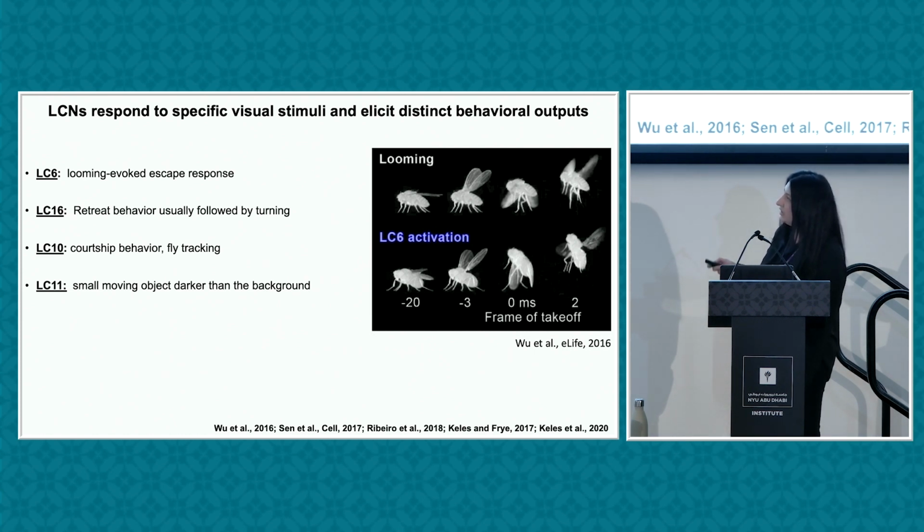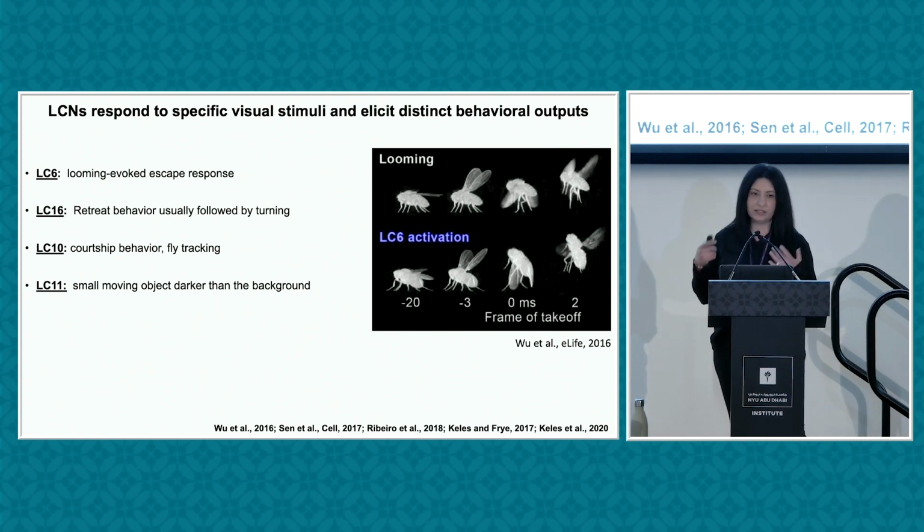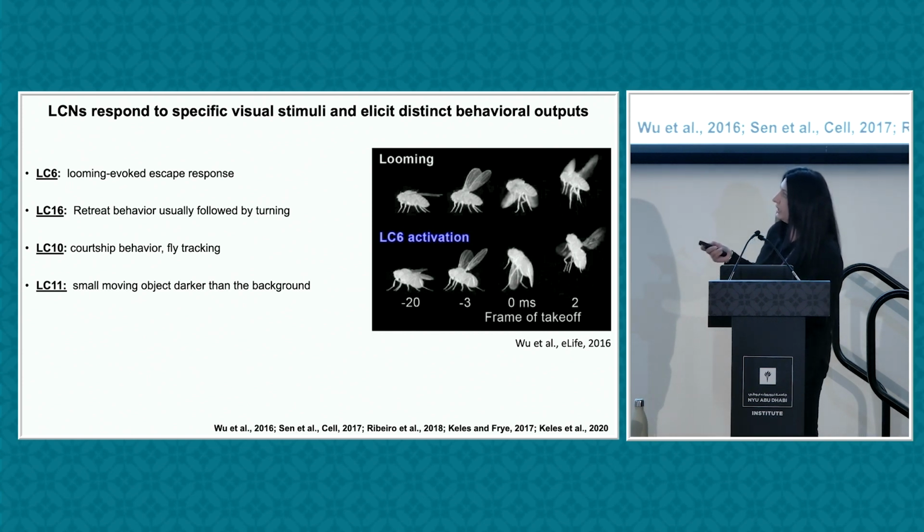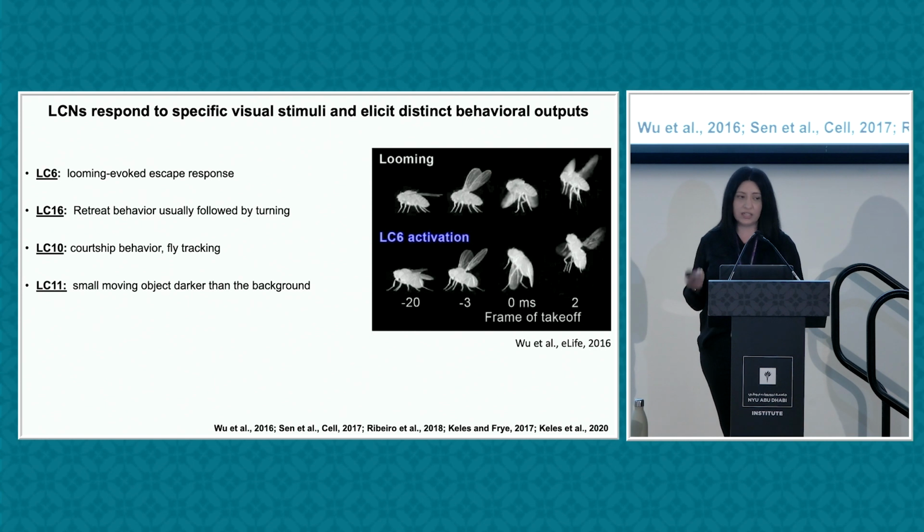As you can see here, when these LC6 neurons are activated, the fly has this takeoff behavior, similar to when they are activated by looming stimulus. So basically, these neurons alert the fly that there's a predator or a dangerous signal, and tell it to fly away. So as you can imagine, these neurons are very essential for the survival of the fly.